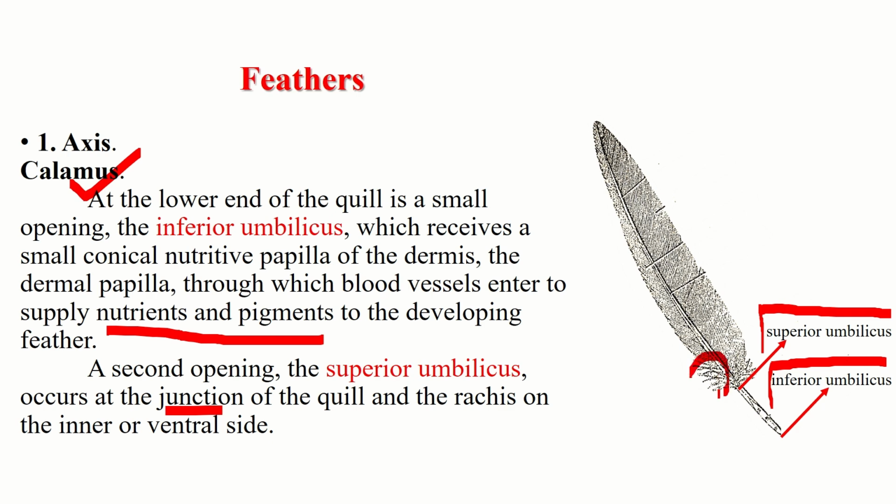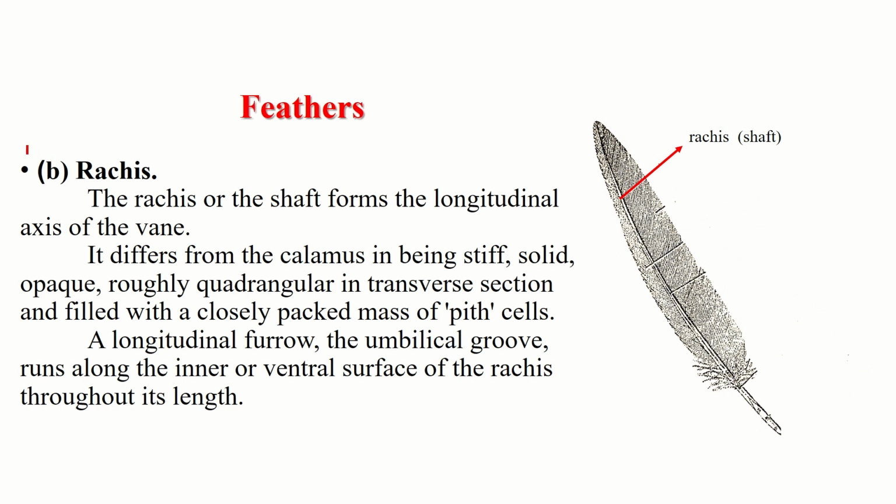The rachis or the shaft forms the longitudinal axis of the vane. It differs from the calamus in being stiff, solid, opaque, roughly quadrangular in transverse section and filled with a closely packed mass of pith cells. A longitudinal furrow, the umbilical groove, runs along the inner or ventral surface of the rachis throughout its length.